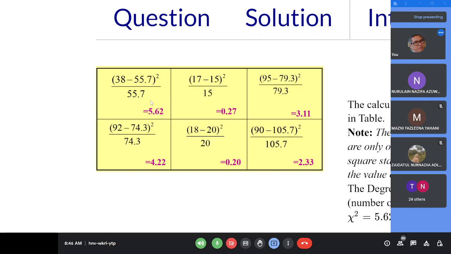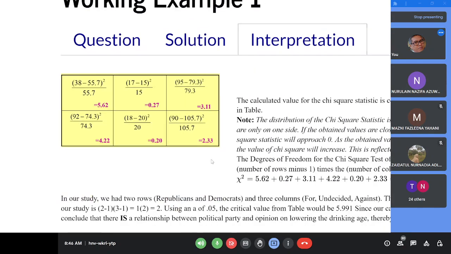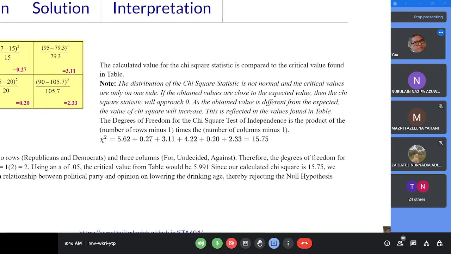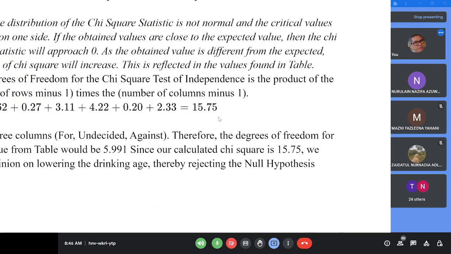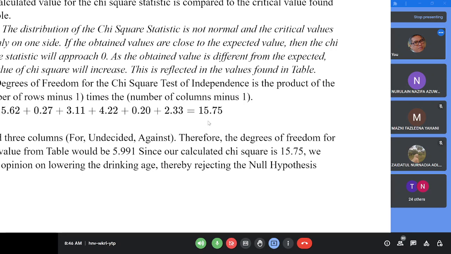So you get the value over here to be 5.62, and do the same for the second cell, the third cell, fourth cell, fifth cell, and the sixth cell. So you get all these values and you sum all the values and you will get your chi-square value, that is 15.75. Okay, yang akan dapat kat sini 15.75.